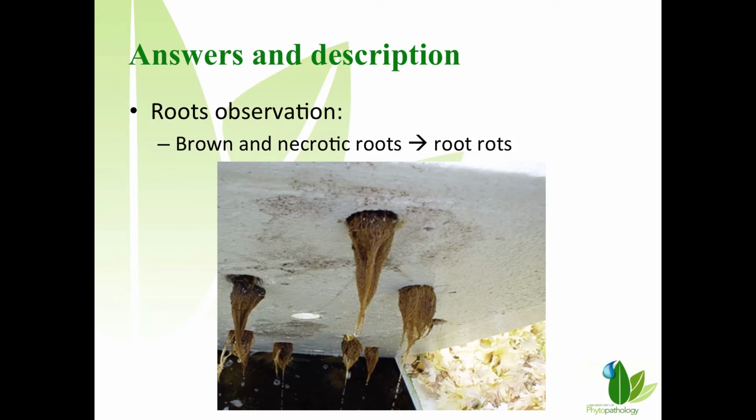And here you have to see the roots, and you see brown and necrotic roots. So you can say it's root rot. You see that it's a big symptom. And so the discolored leaves and the wilting leaves are a secondary symptom of this.